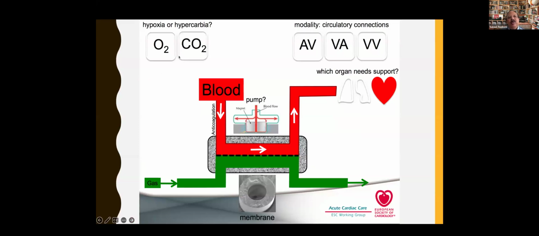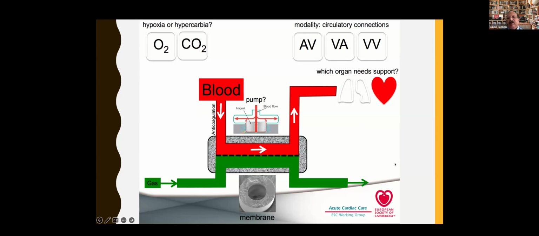You do ECMO for two reasons: for hypoxia or hypercarbia. Blood is collected from the venous chambers, anticoagulated, goes through the membrane oxygenator, and goes either to the lungs for venous ECMO, or to the aorta for arterial ECMO. So, and the gas is circulating here.